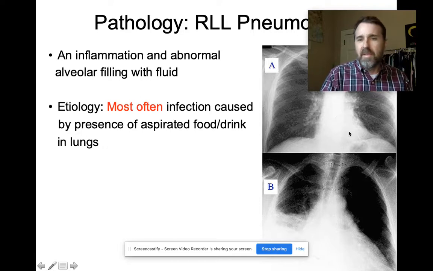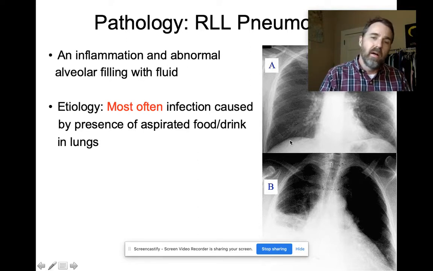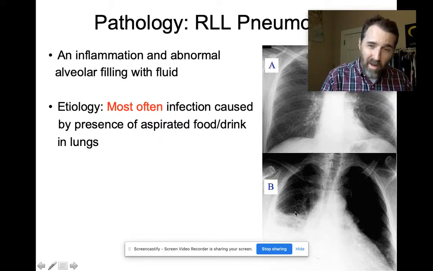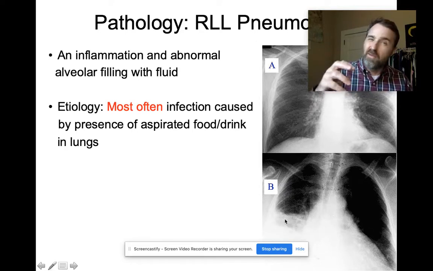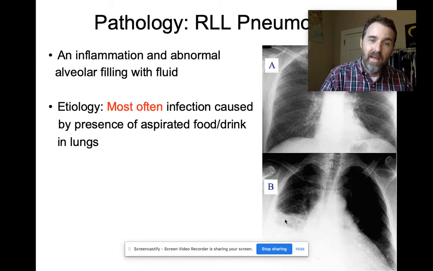And looking at this image right here, you can see a healthy lung. You can see this is clear. There's not a lot of white stuff. But looking down here at this image, you can see that there's a lot of white stuff at the bottom of this right lung, and that is fluid in the bottom of that lung, indicating that that person has pneumonia in that lung.